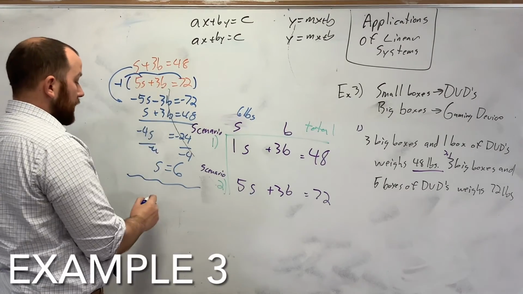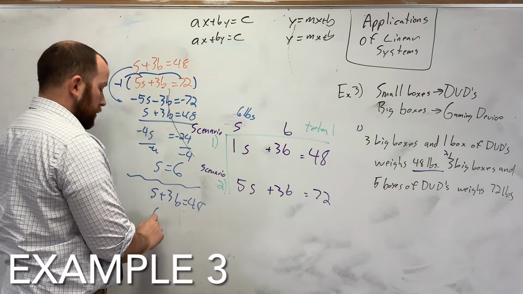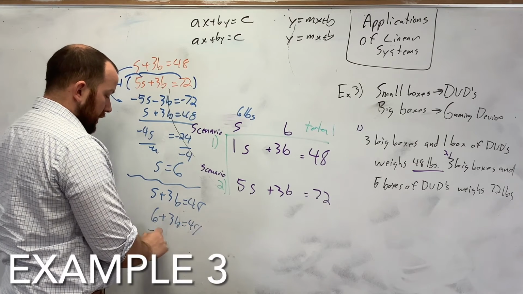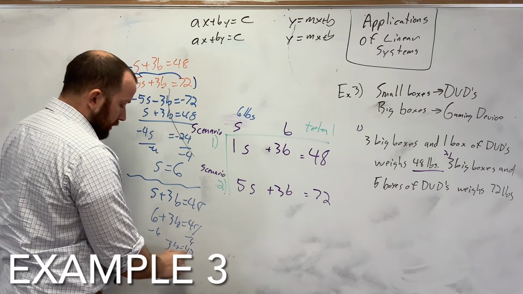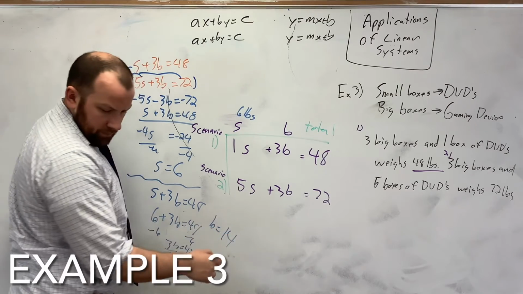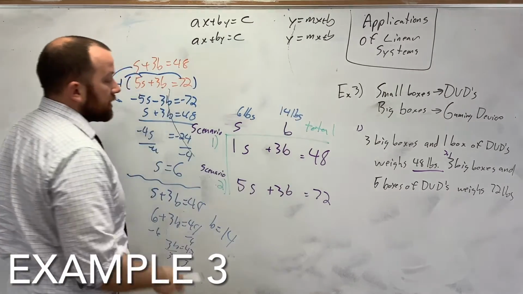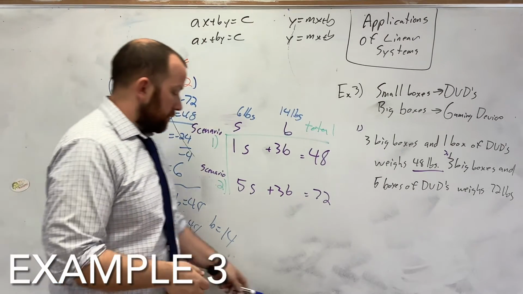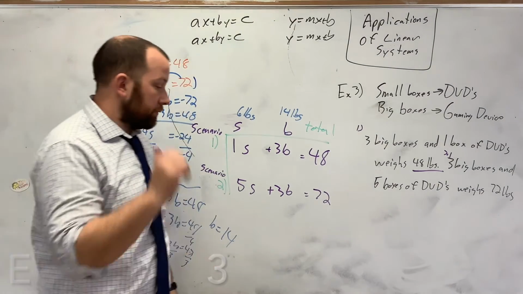Now I have to find out the big box. Take that and I plug it back into my top equation because it's the easiest one. So S plus 3B equals 48. Minus 6, 3B equals 42. Divide by 3, divide by 3, B equals 14. Woohoo, I did it right. 14 pounds. And there you go, that's how you do it. Set it up, and do whatever process you want to. If you want to do substitution, you can move 3B over and substitute, do whatever you want.